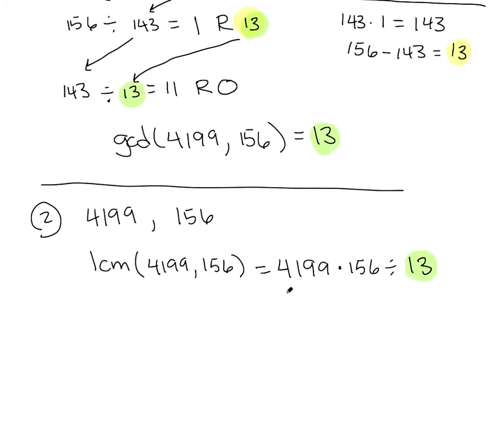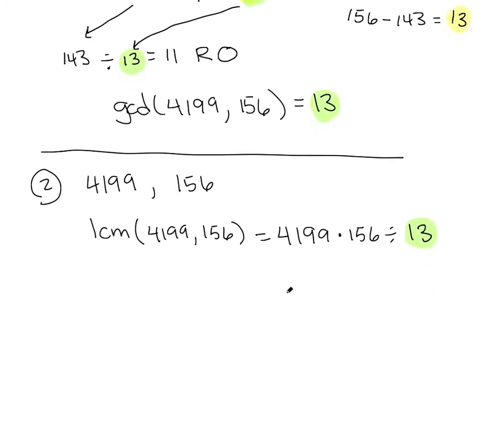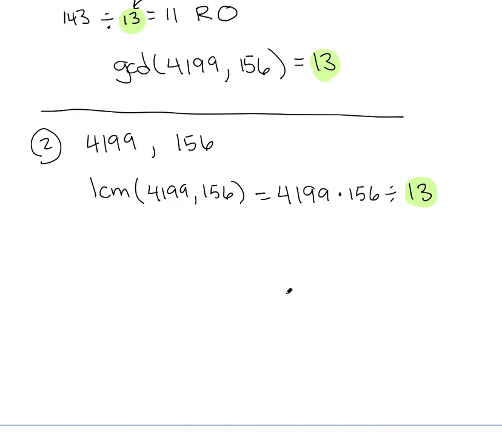Okay, so now that we have a formula, we can just go ahead and use our calculators to figure out what this is. So let's see, we have 4,199 times 156, and we get a rather large number, which makes sense because both of these numbers are somewhat large. So we get 655,044. And then we're going to divide that number by 13.